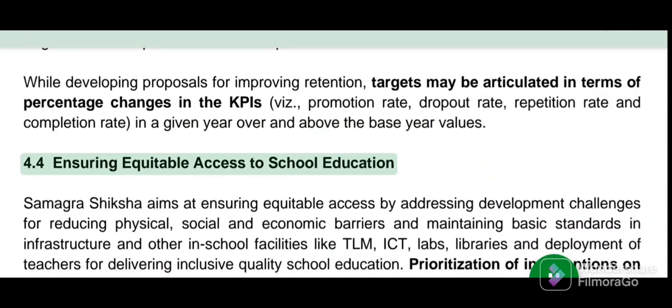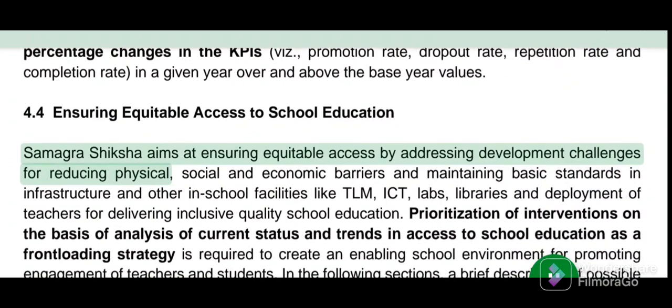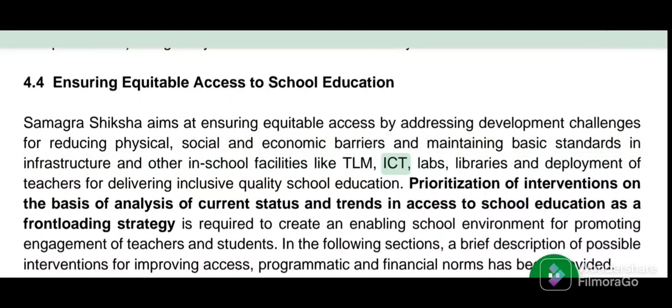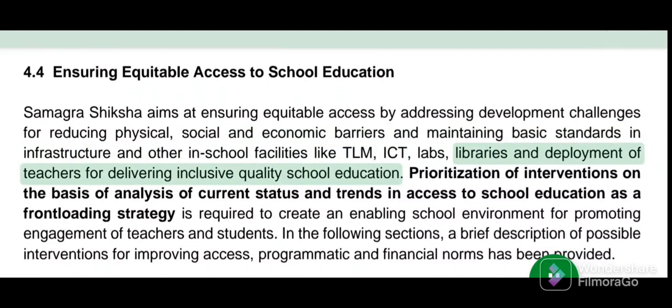4.4 Ensuring equitable access to school education. Samagra Shiksha aims at ensuring equitable access by addressing development challenges for reducing physical, social and economic barriers and maintaining basic standards in infrastructure and other in-school facilities like TLM, ICT, labs, libraries and deployment of teachers for delivering inclusive quality school education.